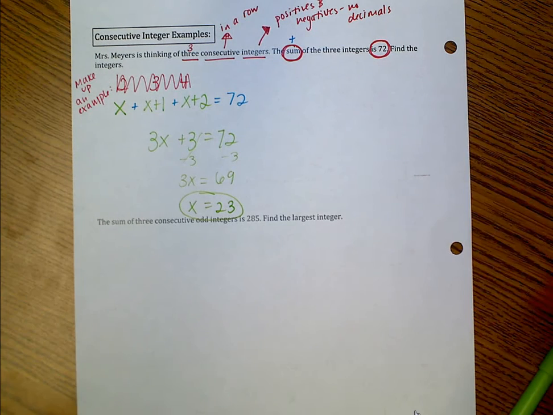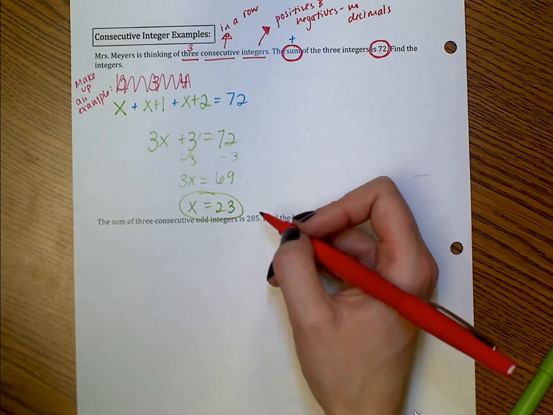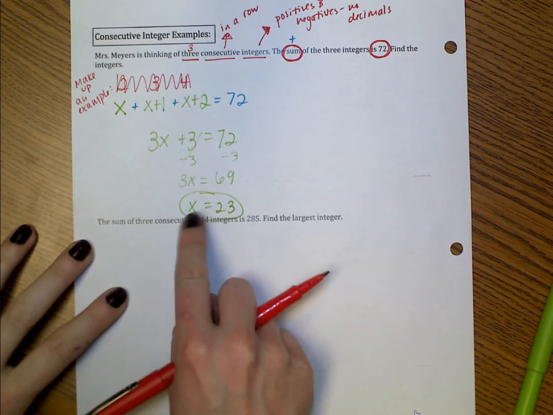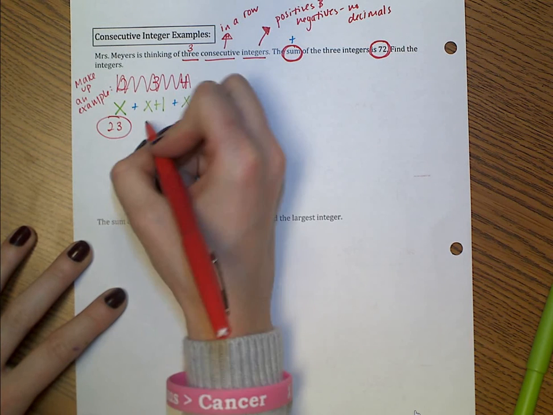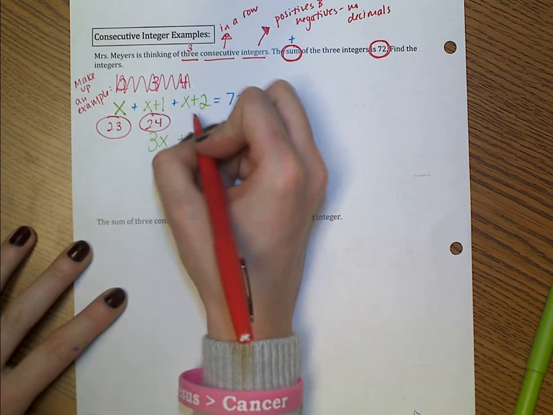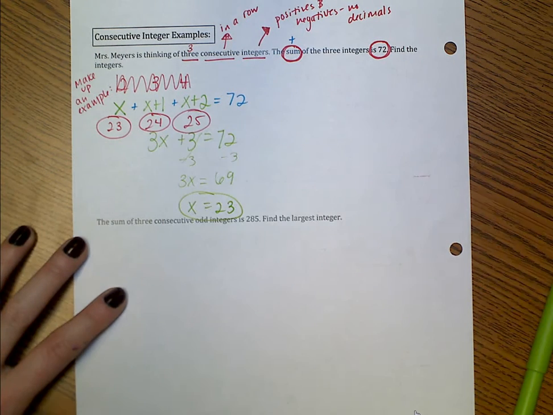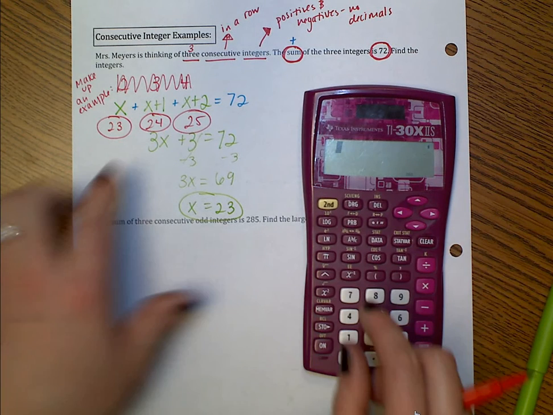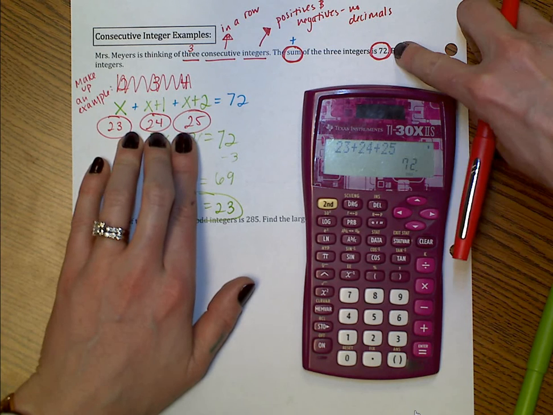Now, again, make sure you answer the question. They wanted you to find the integers. That means all 3. So if I came back up, x, the first one, is 23. If you add 1 to that, it's 24. If you add 2 to 23, it's 25. Can we be real with each other? You can check this problem. If you add the 3 numbers together, you should get the sum, 72. So I'm right.